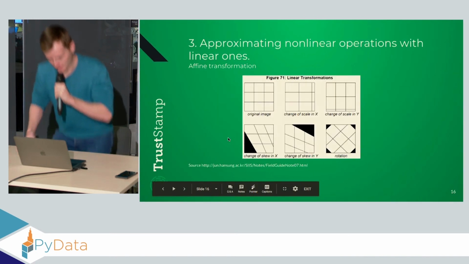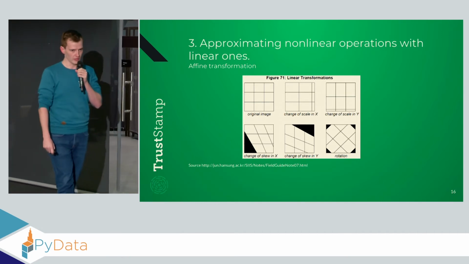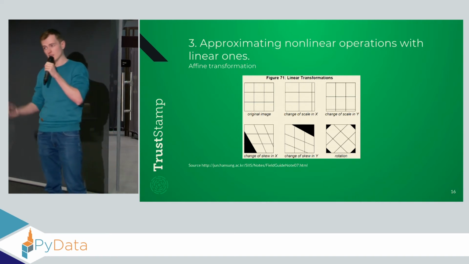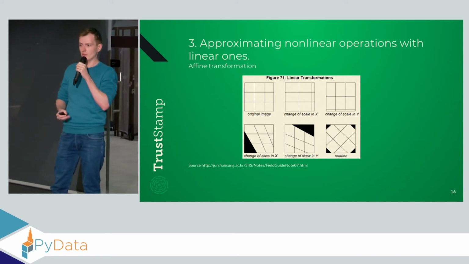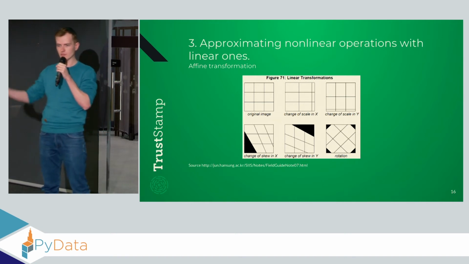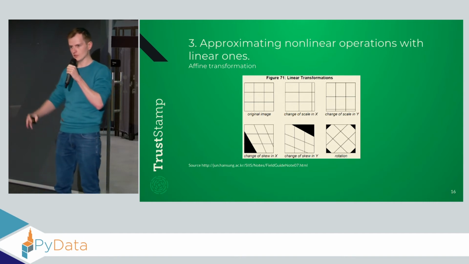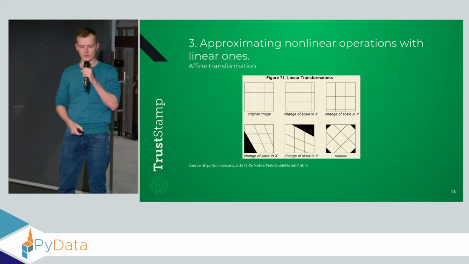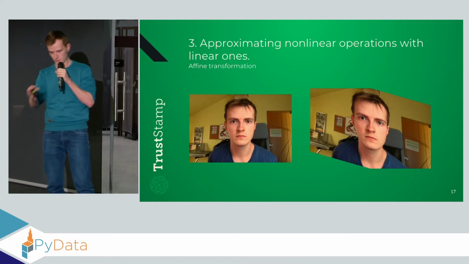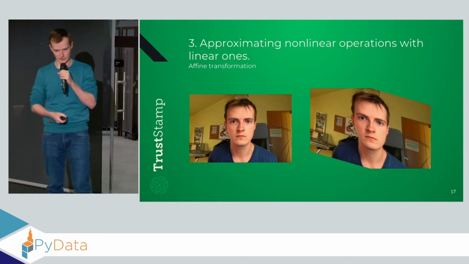And the next thing, approximating nonlinear operations with linear ones. First of all, what's a linear operation? Affine transformation, for example. In a nutshell, that means when you have a line and you do the transformation, after the transformation this line is still a line. Or if you have parallel lines, after transformation they are still parallel. So that's an example on the grid, and that's an example in real life. I just skewed it a bit in GIMP. So this is how it looks.